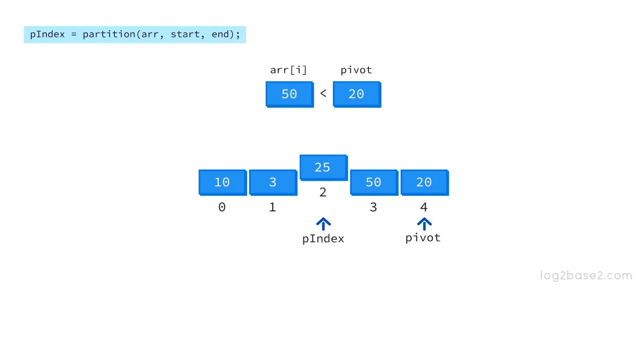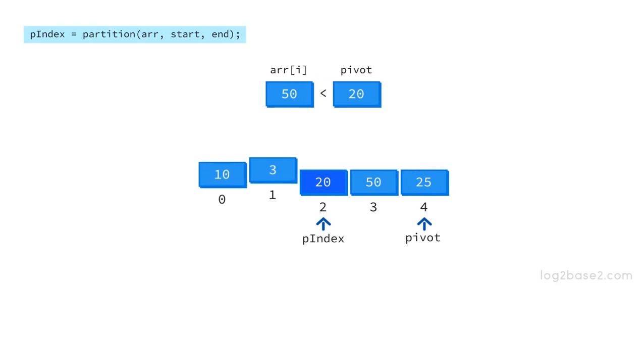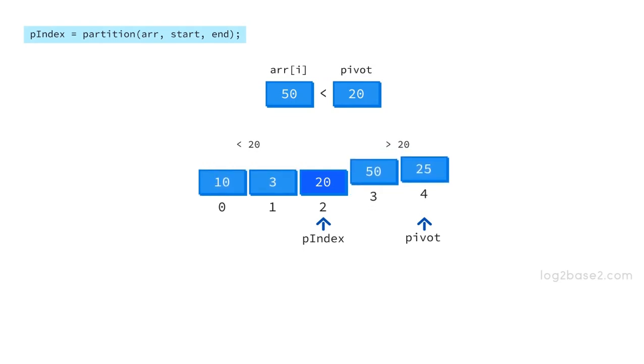Now p-index points to the array index 2. This is nothing but the position of the pivot element 20. So finally, we should swap ARR of end and ARR of p-index. So swap 25 and 20. Here, the element 20 is at its sorted position now. We can assure that all the elements before p-index are lesser than 20 and elements after p-index are greater than 20, which means the element 20 is sorted now.